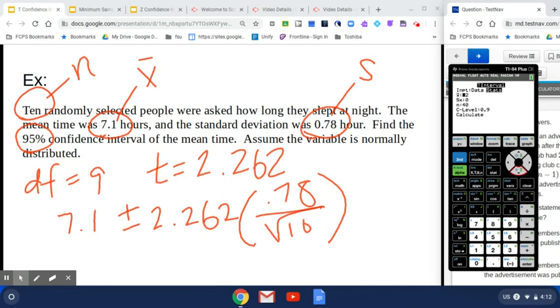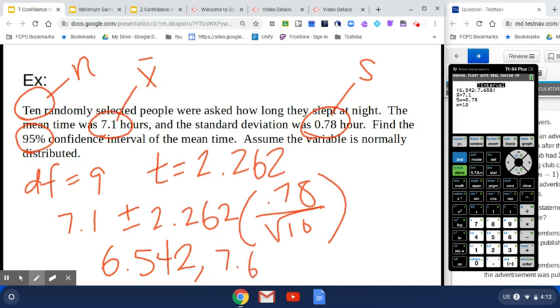The mean for this example was 7.1. The standard deviation was 0.78. The sample size was 10, and we wanted 0.95 or a 95% confidence interval. We're going to calculate. All right, so my confidence interval is from 6.542 to 7.658. We would still write the interpretation of that confidence interval.